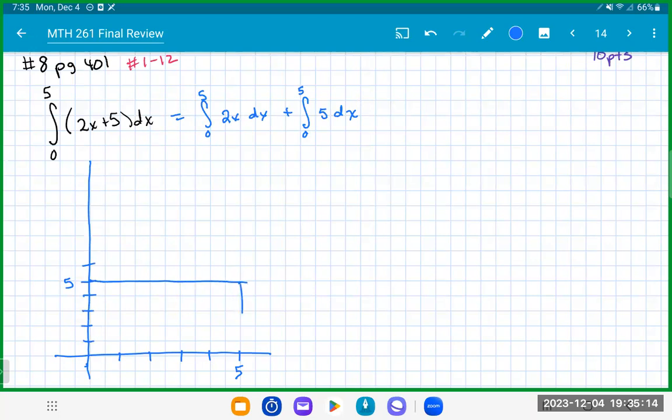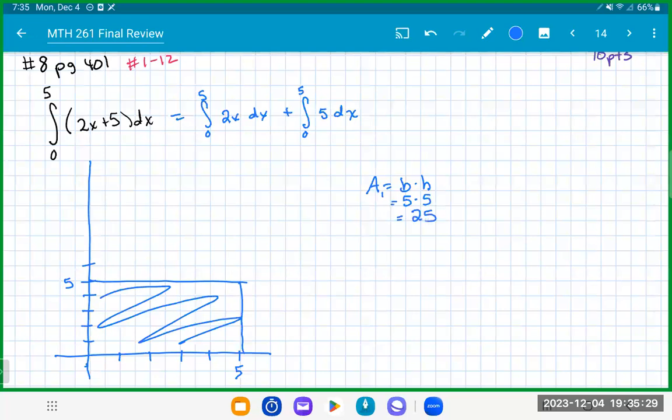So that's looking at this area right here. That's our first area. Remember, area is equal to our base times height. So area 1 is 5 times 5, which equals 25 for the square.